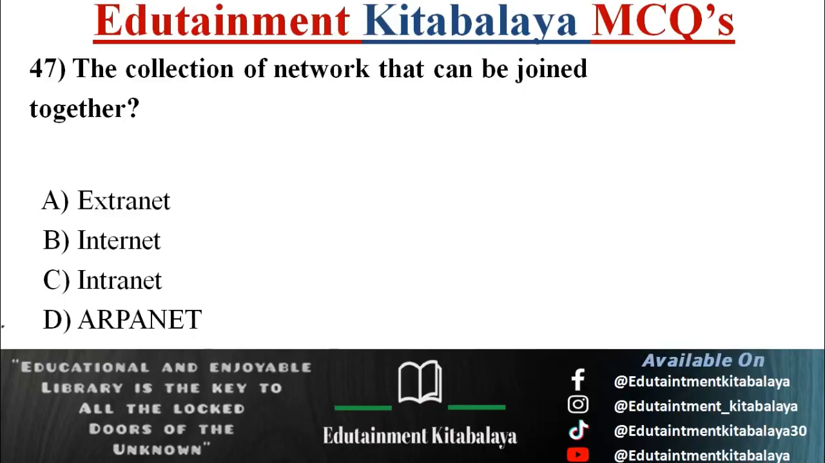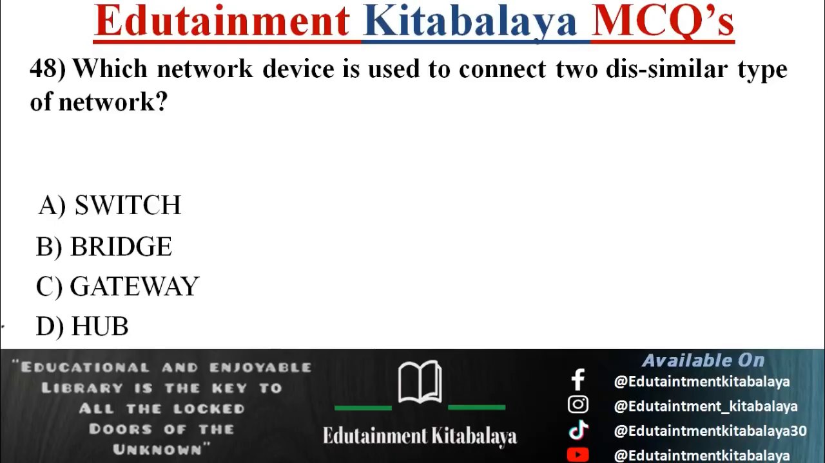Question number 47. The collection of network that can be joined together? A. Extranet. B. Internet. C. Intranet. D. ARPANET. Correct answer is C. Intranet.